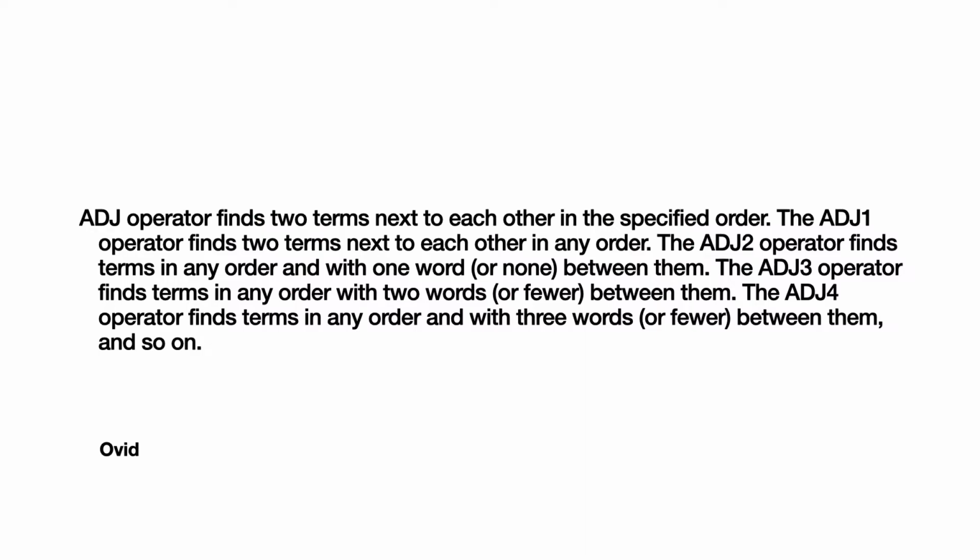So the different interfaces are applying proximity operators slightly differently. Let's look at their help files. This is what Ovid tells us. They use the number in an ADJ statement to mean the number of words either term is from the other. I don't find this a hugely clear explanation, but it is quite helpful to know about ADJ1 and the fact that Ovid uses that.